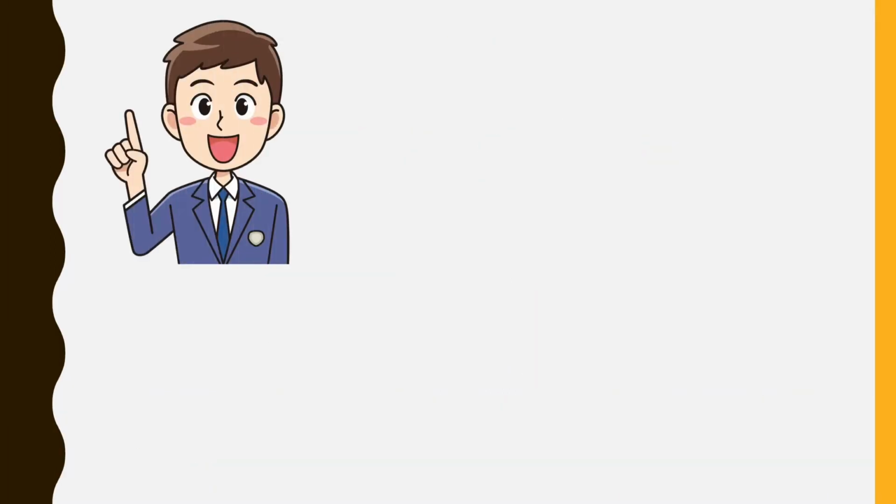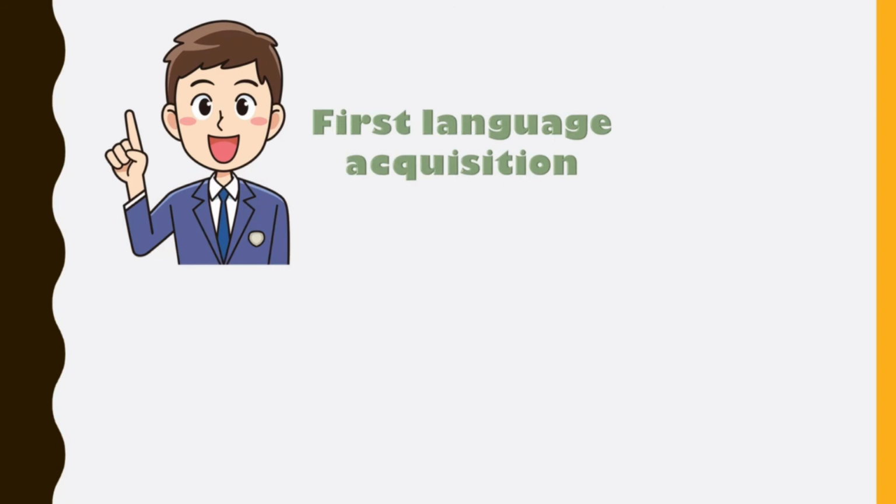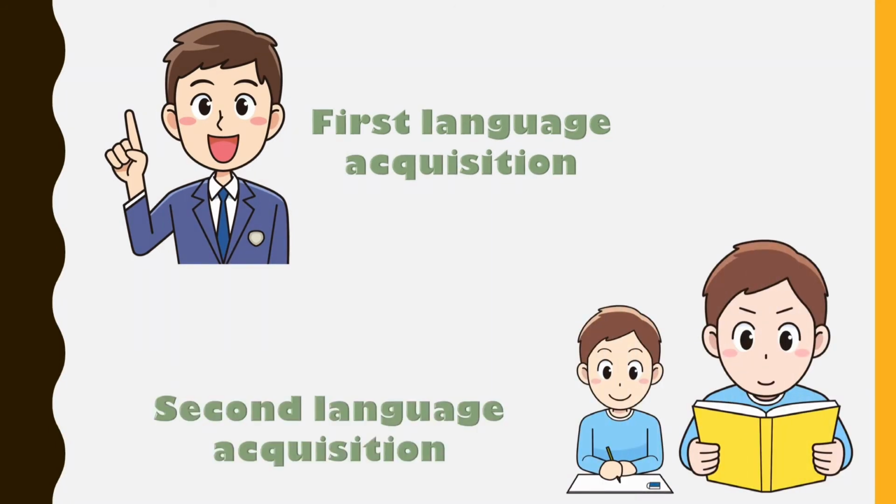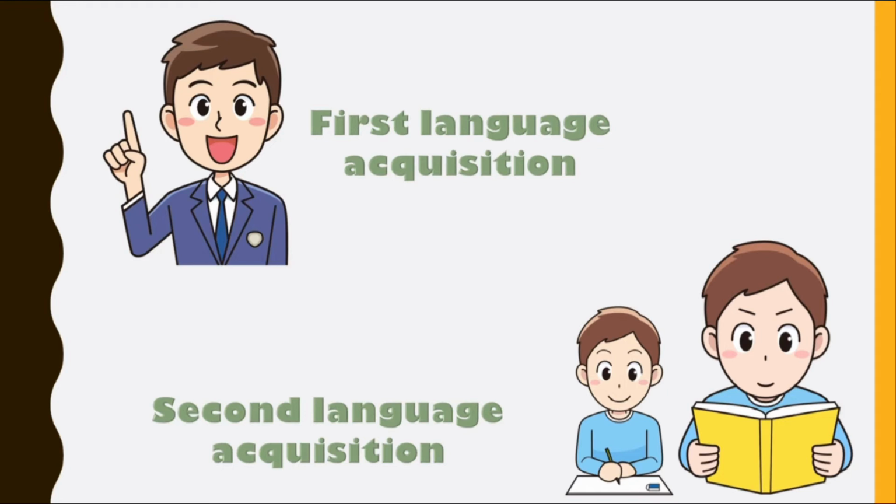There are two kinds of language acquisition. One is first language acquisition, and the other is second language acquisition. What is the difference? The first language acquisition is the children's acquisition of their own native language, which is practically indelible. In short, it is the acquisition of the mother tongue. While the second language acquisition is learning other language other than your mother tongue. It is usually after acquiring your first language.